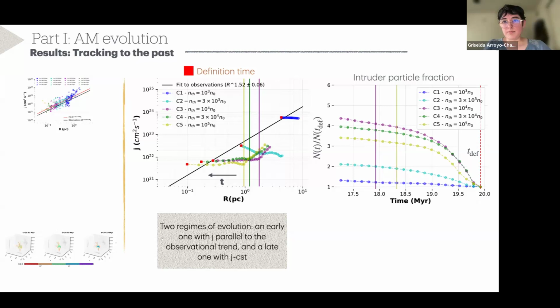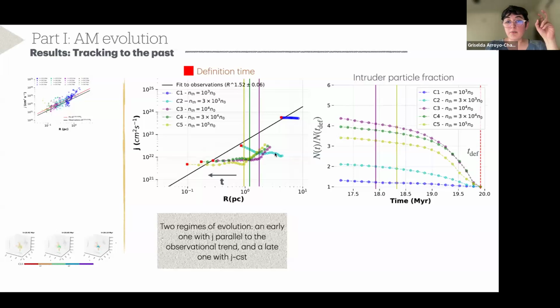I am going to start first with the plot on the left. So here again we have the J-R relation. The black line again is the fit to the observations. Here I just chose 5 different clumps using 5 different density thresholds, from 10 to the 3 to 10 to the 5 particles per cubic centimeter. Here the red square corresponds to the definition time. So at these points, this is their specific angular momentum and their size. And as we go back in time, moving to the right, we again measure the specific angular momentum and its radius. Here the color corresponds to different clumps. What we see is that we identify 2 periods of evolution.